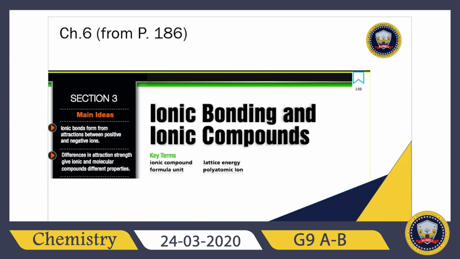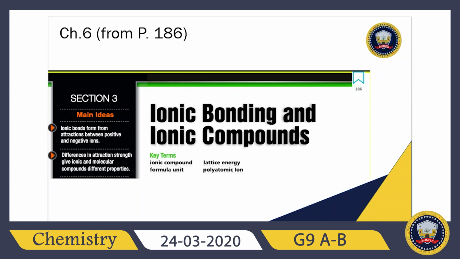So, today is lesson number 6 from chapter 6, from page 186. Now, we will start section 3, okay? Ionic bonding and ionic compounds. And there are key terms that we are going to learn. For example, what is an ionic compound? What is a lattice energy? What is a formula unit? What is a polyatomic ion? Okay, but from our previous lessons, you should have some information. Okay, you should have studied.